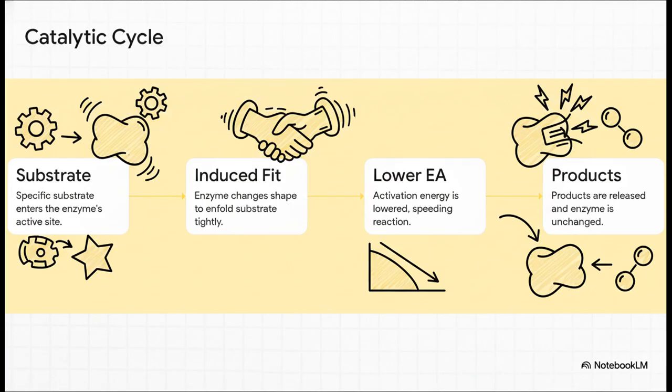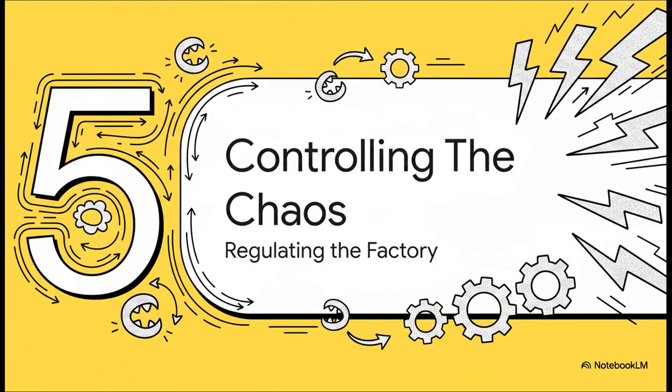Enzymes are protein catalysts that speed up these reactions by artificially lowering that activation energy barrier. Let's quickly walk through the catalytic cycle. First, a highly specific substrate enters the enzyme's active site. Second, we get what is called an induced fit. The enzyme physically changes its shape just a little bit to tightly enfold the substrate, kind of like a firm, clasping handshake. Third, the activation energy is lowered as the enzyme actively stresses and bends the substrate's chemical bonds. And finally, the new products are released and the enzyme emerges completely unchanged, totally ready to clasp onto the next molecule.